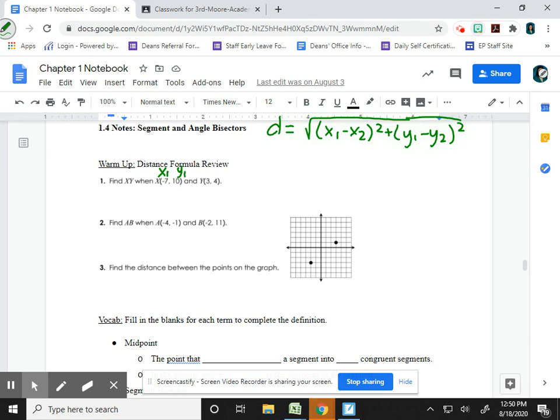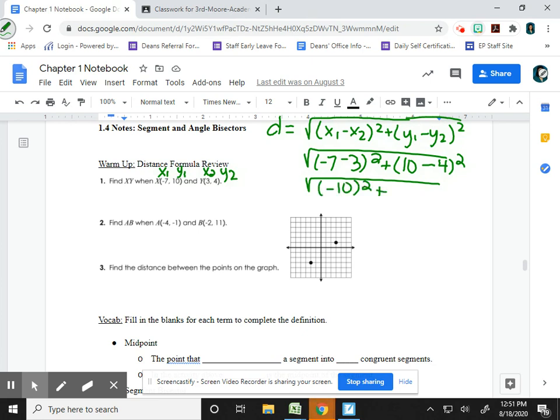Go ahead and label them. This is our x1 and our y1. Then this is x2 and y2 because it's just the first and the second pair of points. So I'm going to write them right underneath the equation. My x1 is -7. My x2 from the second pair of points is -3, squared. Then my first y value is 10 and I'm subtracting y2, which is 4. Okay, we're going to simplify these down. So -7 minus 3 is -10 squared, and 10 minus 4 is 6 squared.